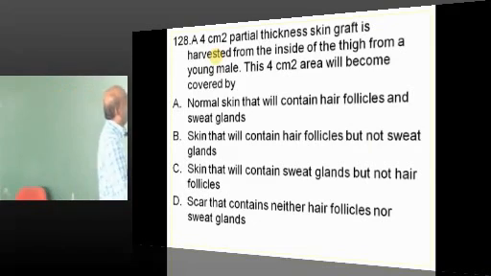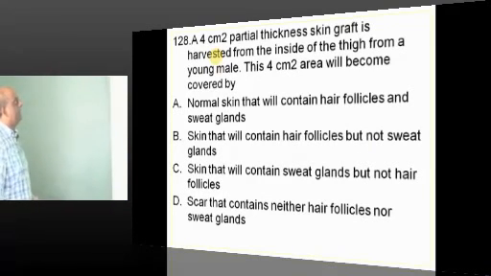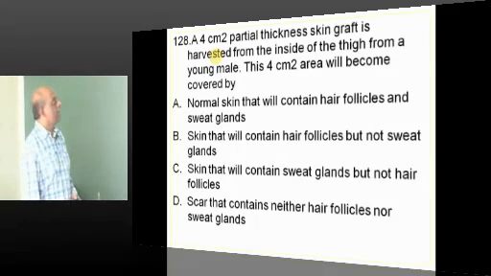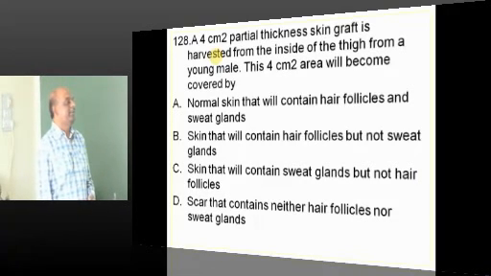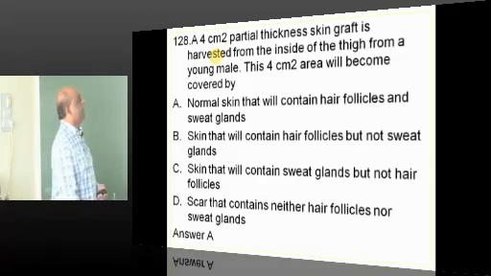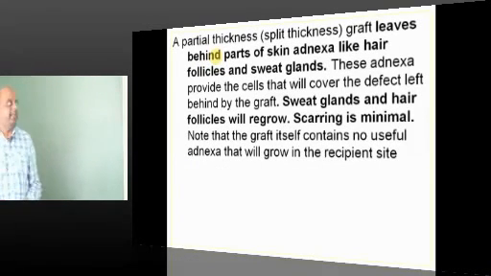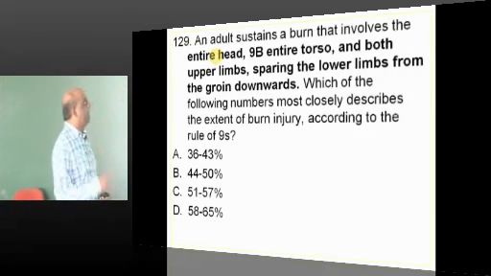So that's important. Next, partial thickness versus full thickness. What is the difference? Quick answer. Basically, a partial thickness graft will leave all the skin adnexa, like the hair follicles and sweat glands, is what you need to remember.